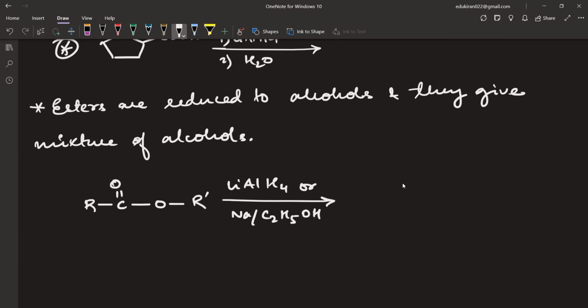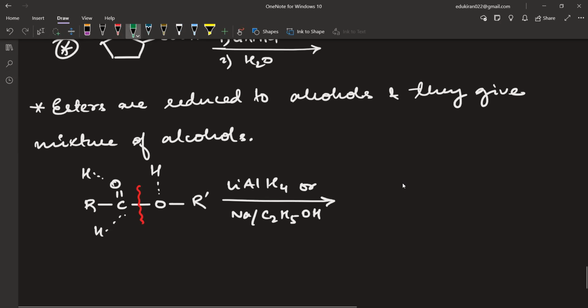Now, here what happens actually, this bond breaks like this, and this oxygen gets a hydrogen, this carbon gets a hydrogen, and then this oxygen also gets a hydrogen, because we have an ample supply of hydrogen due to lithium aluminum hydride, which is a strong reducing agent. That means it will be giving a lot of hydrogens here. Okay, so oxygen gets a hydrogen, this carbon gets a hydrogen, and this oxygen again gets a hydrogen.